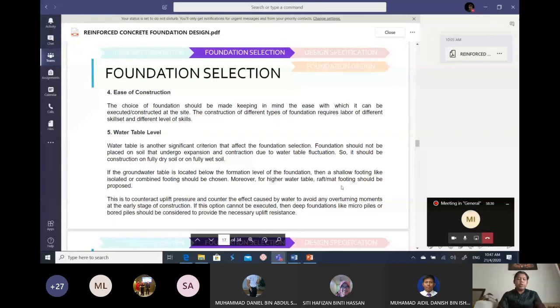This is to counteract uplift pressure and the effect caused by the water, as I said before, to avoid any overturning moment. This overturning moment will sometimes cause a structure failure at the early stage of the construction. If this option cannot be executed, then a deep foundation like micro pile or bored pile should be considered to provide the necessary uplift resistance.